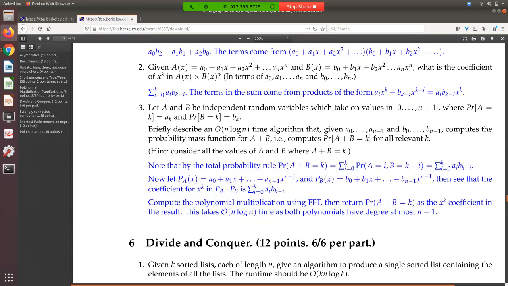So 8 is the maximum value that our new sum random variable could take on. We have 9 total values. The smallest power of 2 greater than that is 16. And so we have the 16th roots of unity.